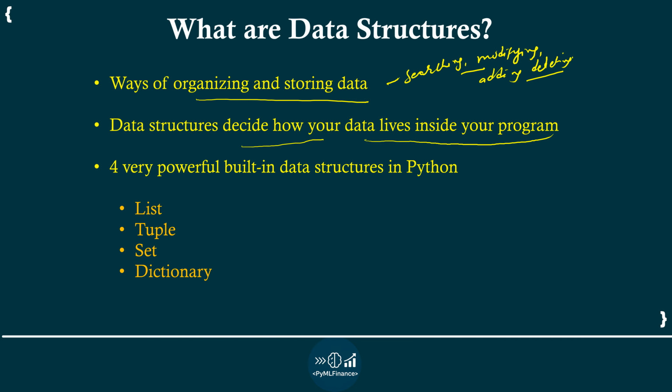There are four very powerful built-in data structures in Python. They are: first is list, then tuple, set, and then dictionary. So we will understand them in detail one by one. Let's start with understanding each one of them in detail.